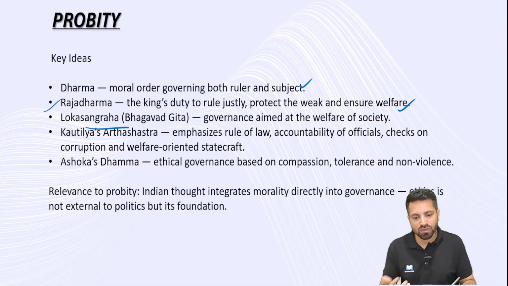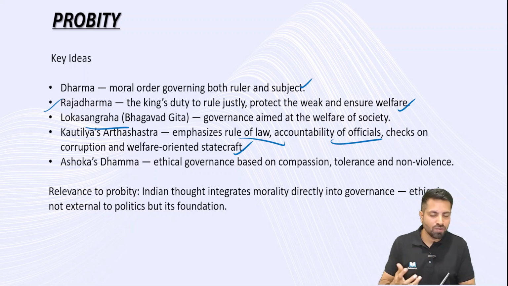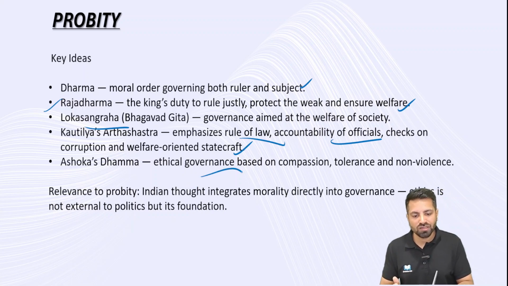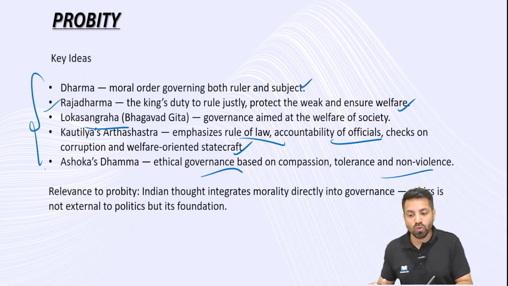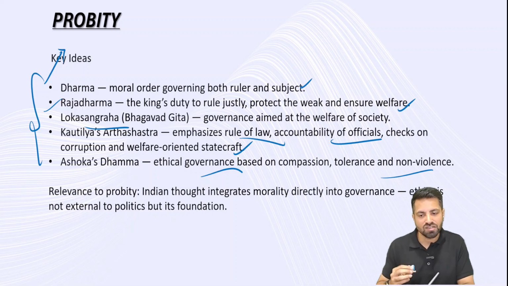These are the concepts. Kautilya's Arthashastra emphasizes rule of law, accountability of officials, and corruption. It talks about corruption and welfare-oriented development. Ashoka's Dharma talks about ethical governance based on compassion, tolerance, and non-violence. These are considered sources. They talk about probity, ethical consideration, and moral standards.